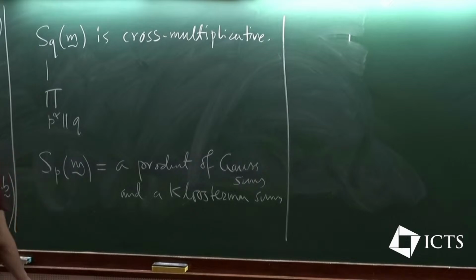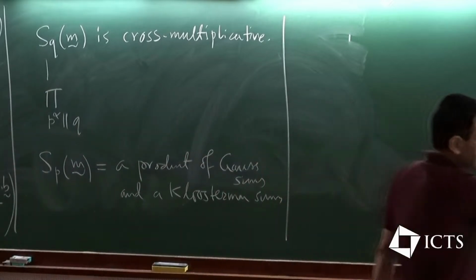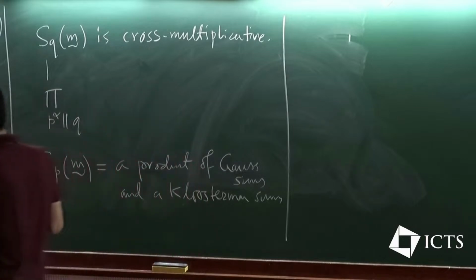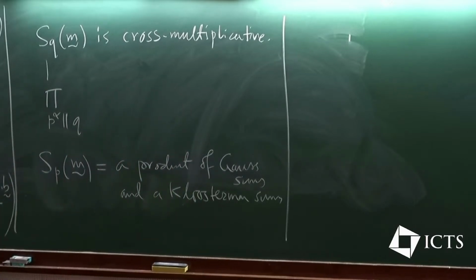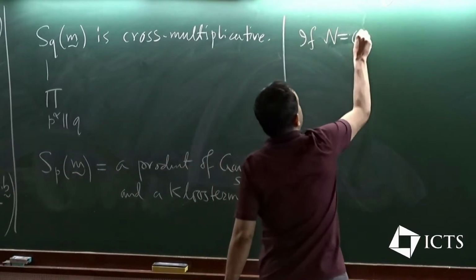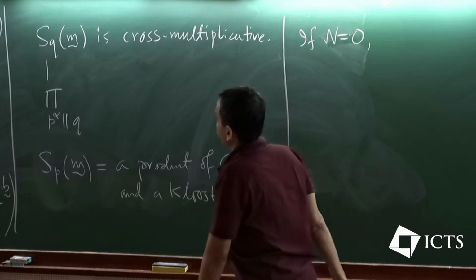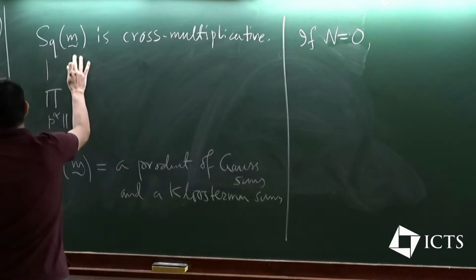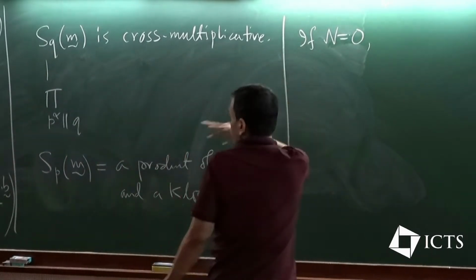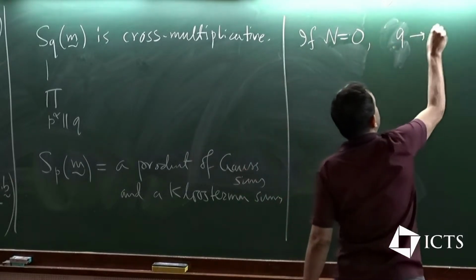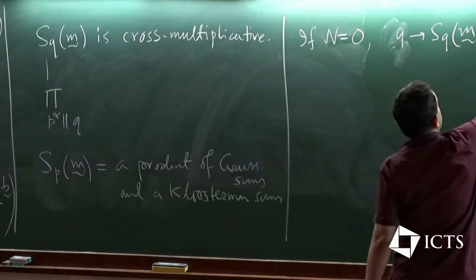But in the inhomogeneous and not definite case, in this case, in the inhomogeneous case. But in the homogeneous case, you can do better, because what happens in the homogeneous case is, if capital N equals 0, yeah, all this theory goes through if it were n here. And in that case, it is cross multiplicative. But if n equals 0, which is the case I have written, Q going to S_Q(m) is actually multiplicative.